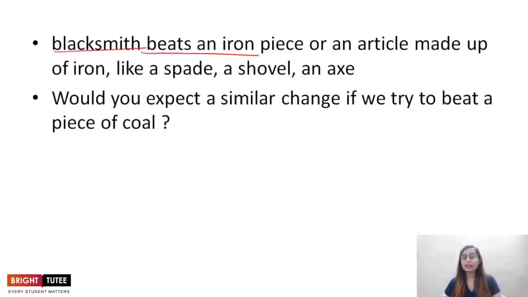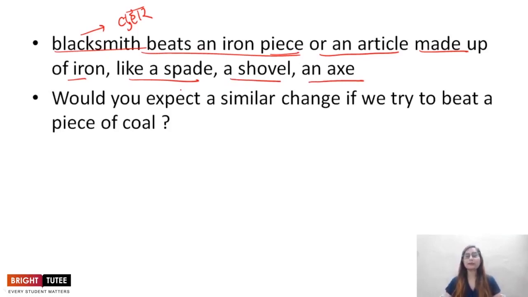Now students, a blacksmith beats an iron piece. Basically blacksmith in Hindi is known as luhar. So a blacksmith beats an iron piece or an article made up of iron, like a spade, a shovel or an axe. Basically any iron piece can be beaten and converted into something else. Would you expect a similar change if we try to beat a piece of coal? Basically, when you beat a piece of iron, it changes its shape. It can be converted into sheets.